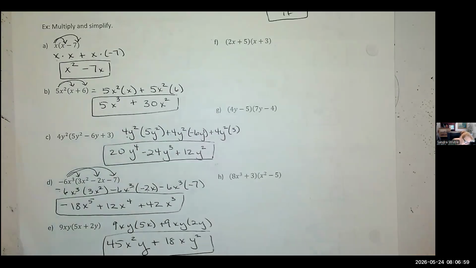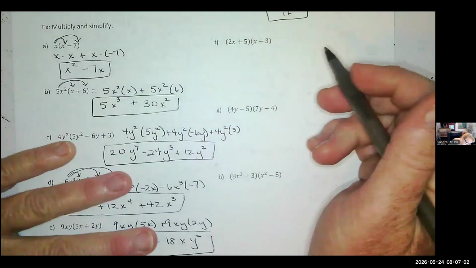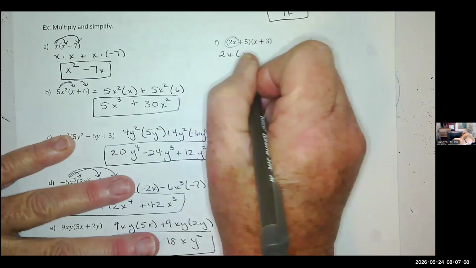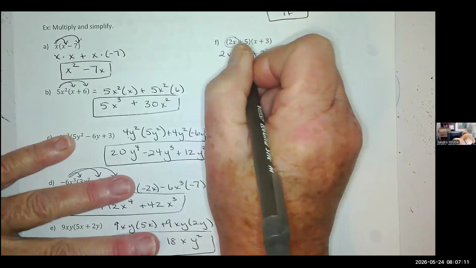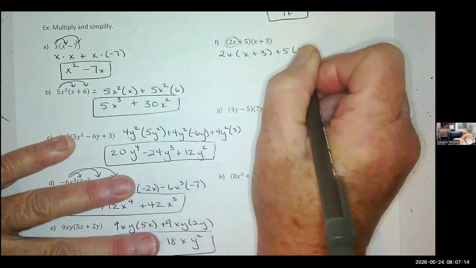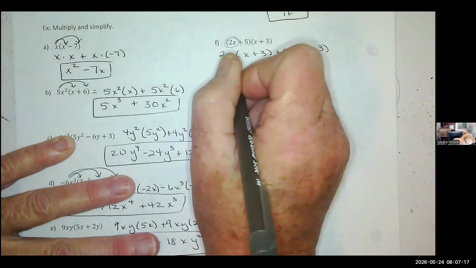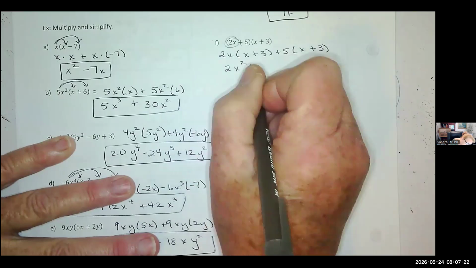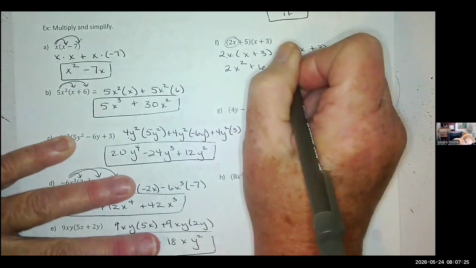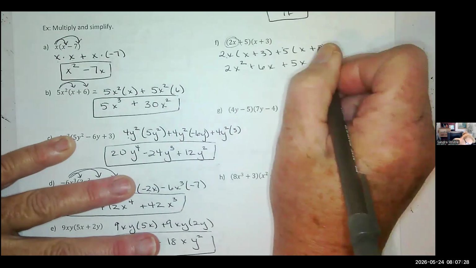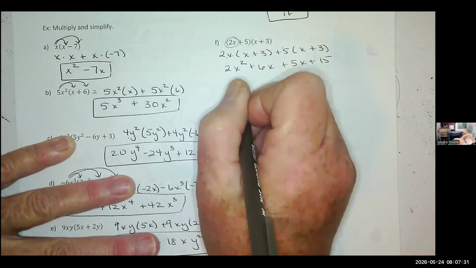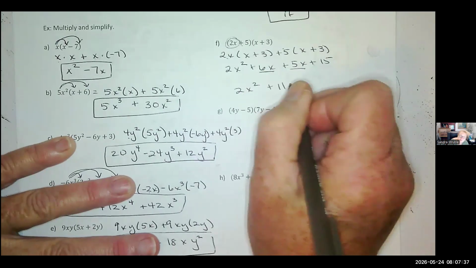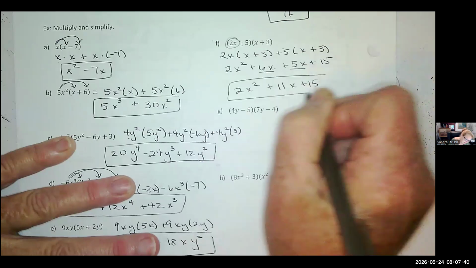All right, so the first one I'm going to do is distributive property. It's where you take the 2x times this whole binomial plus 5 times the whole binomial again. Distribute. 2x times x is 2x squared, plus 2x times 3 is 6x. 5 times x is 5x. 5 times 3 is 15. Combine like terms. 2x squared, 6x and 5x is 11x, plus 15. That's distributive property. The next one I'm going to show you is FOIL.